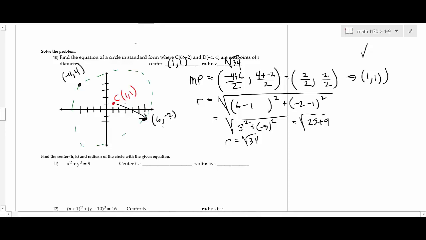Now, when we get the answer to the problem, it's going to go like this. We're going to say (x − 1)² + (y − 1)², and that's going to be equal to, when you square the radius, what are you going to get? You're going to get 34. Okay? Are you okay with that 34? Nobody's saying anything. Yeah, go ahead.